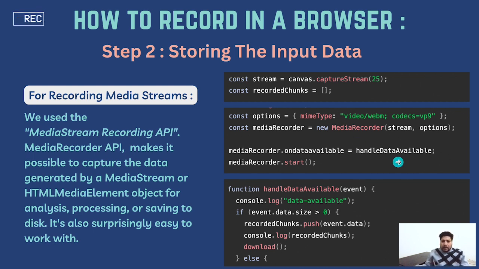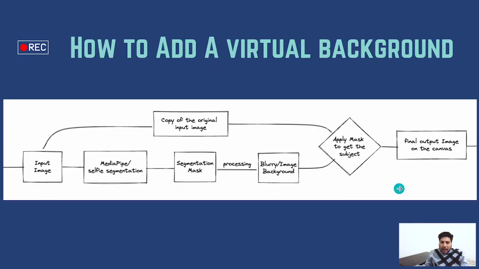So the next part is how we are actually adding a virtual background. For that we are using selfie segmentation, which is provided by Google, and they also use it in Google Meet. How it works is it takes a selfie, the input image, and we are continuously calling this API, sending it frame by frame, and each frame is passed to this API.